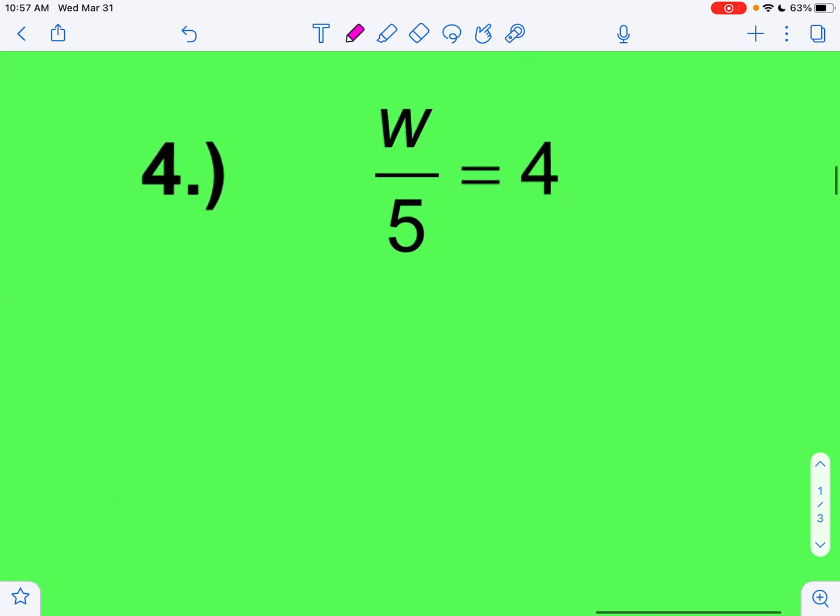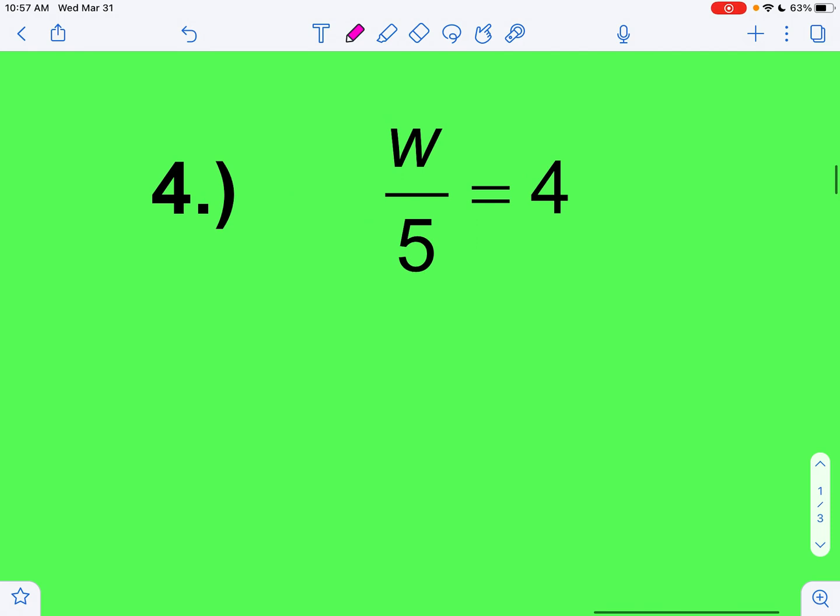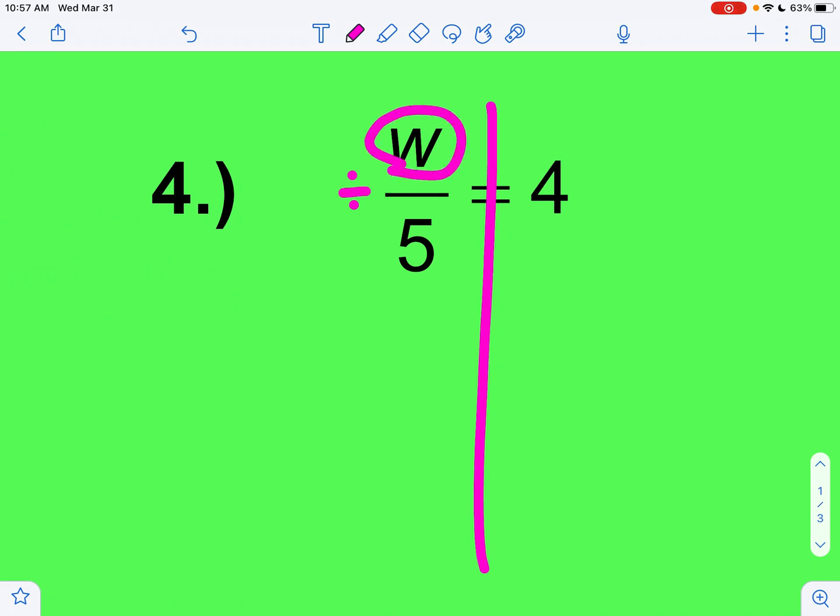Alright, and number 4, we have w divided by 5 equals 4. So remember, this sign means divided. Okay, let's draw our line in. So we have w divided by 5. We want w by itself, so we need to get rid of this divided by 5. So the opposite of dividing is multiplying. So what we are going to do is multiply both sides by 5.